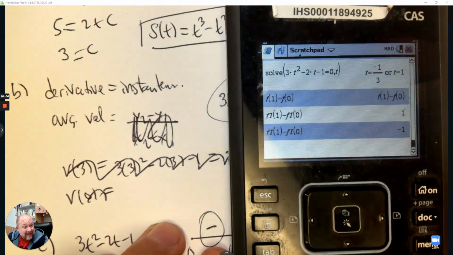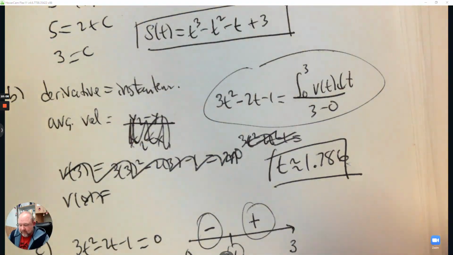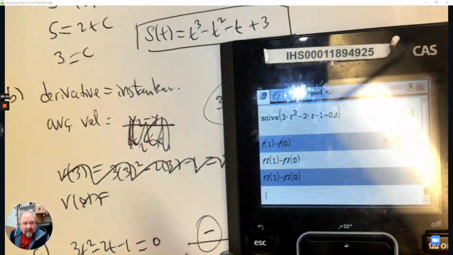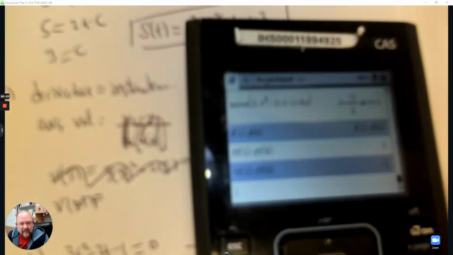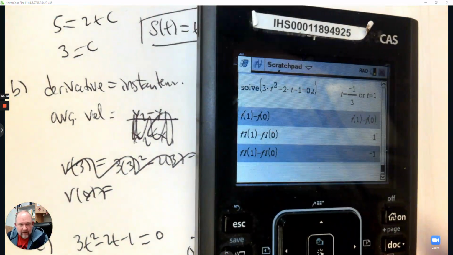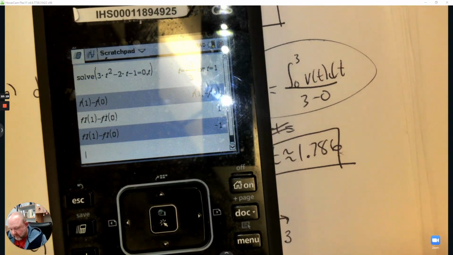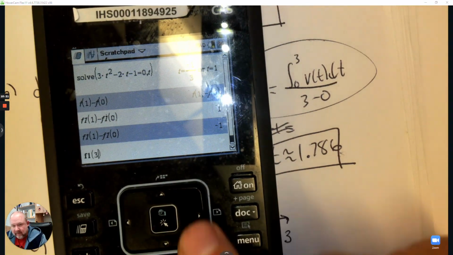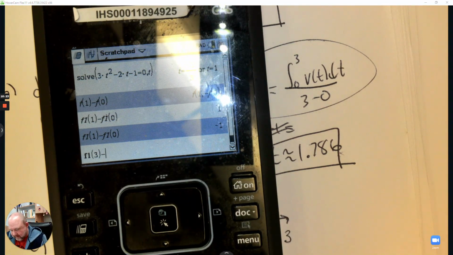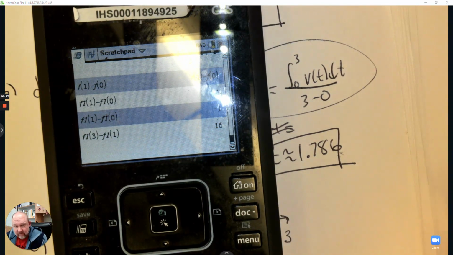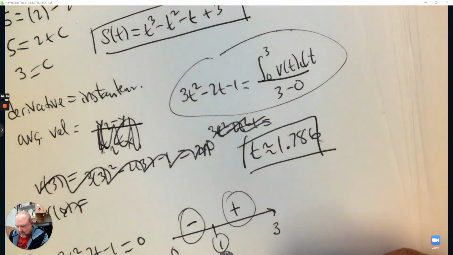So it is 1. Then I'm going to do the same thing, but this time I'm going to use 3 and 1. So I'm going to write F1 at 3, subtract F1 at 1, and that distance is 16. And then if I add it up, the total distance then is 17.